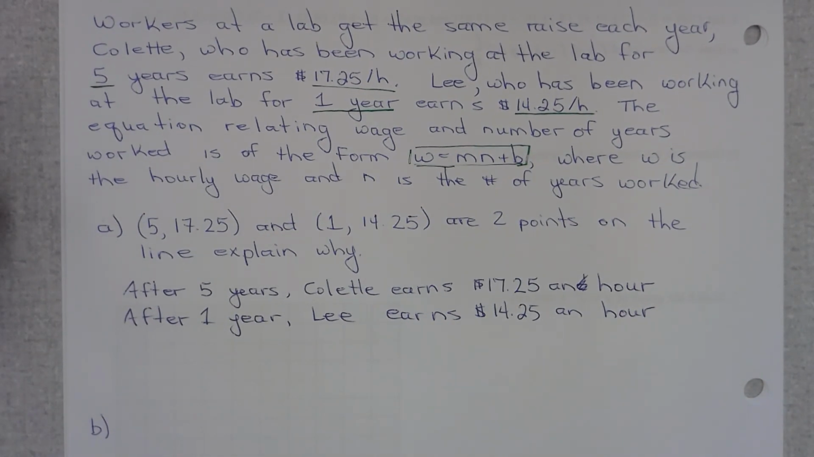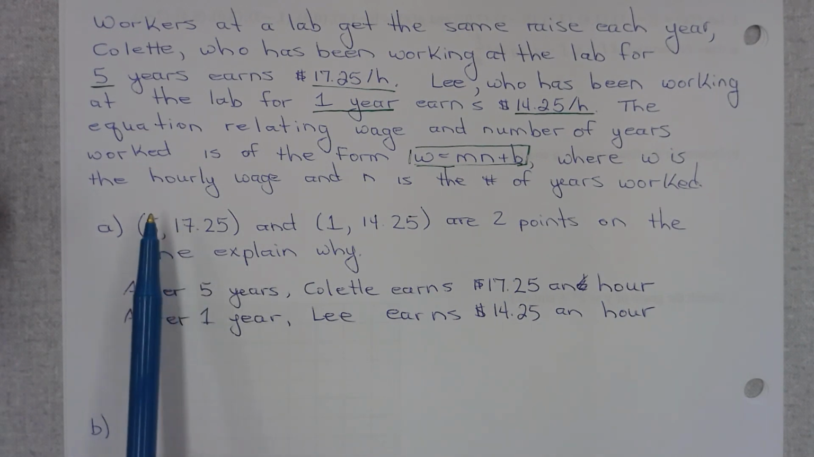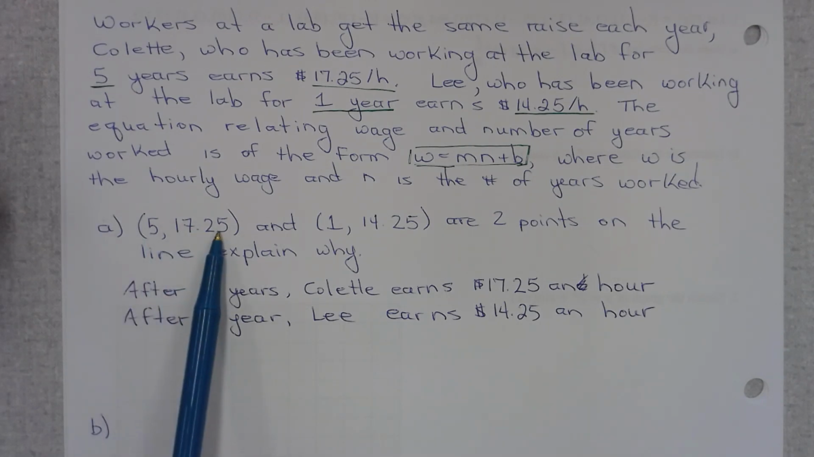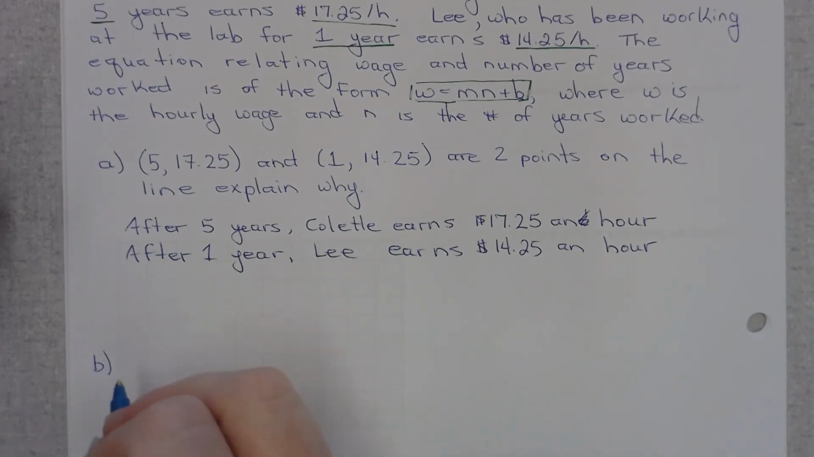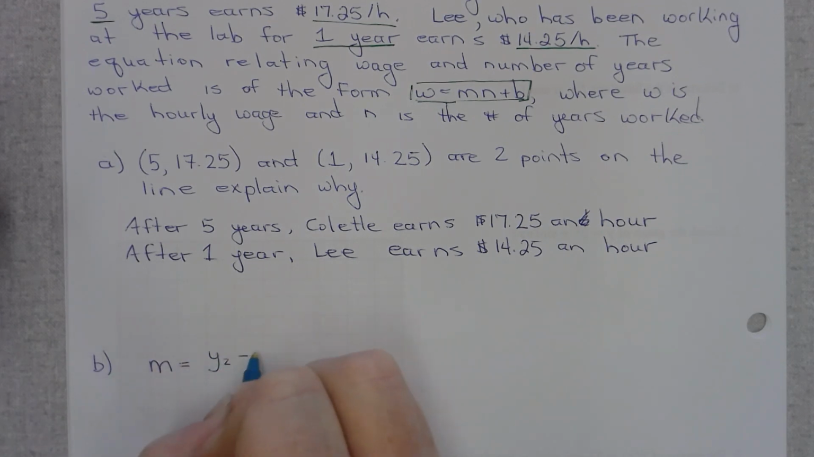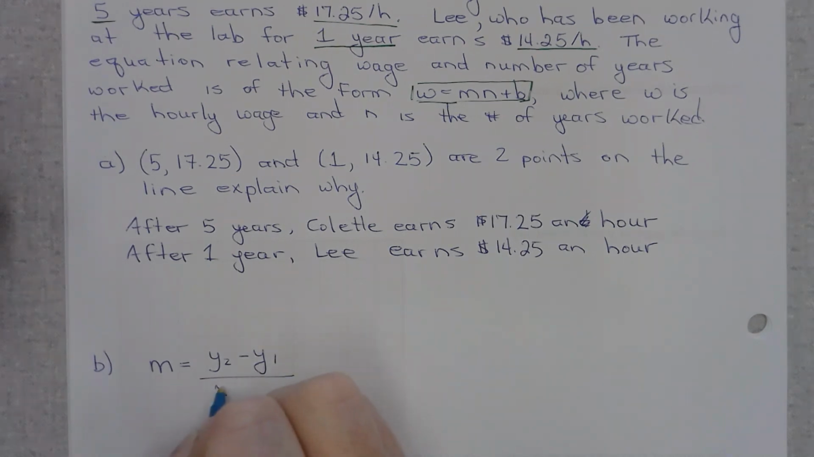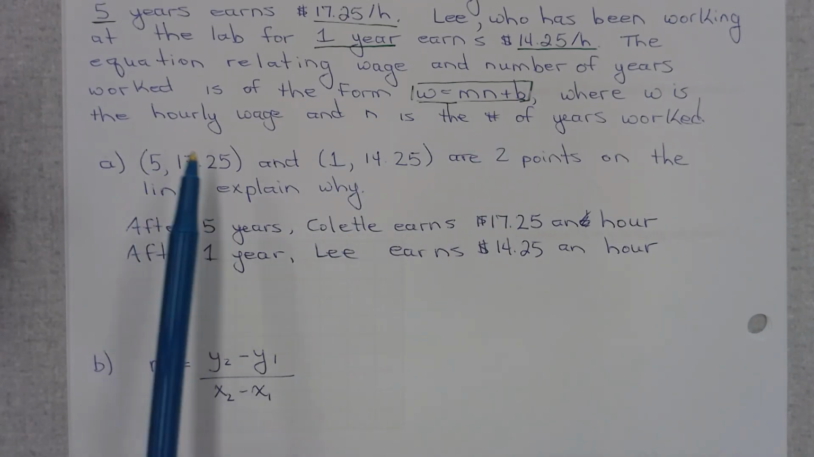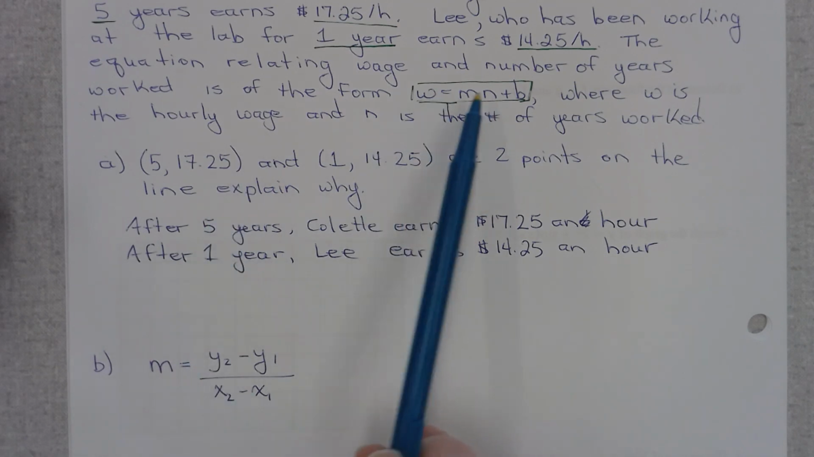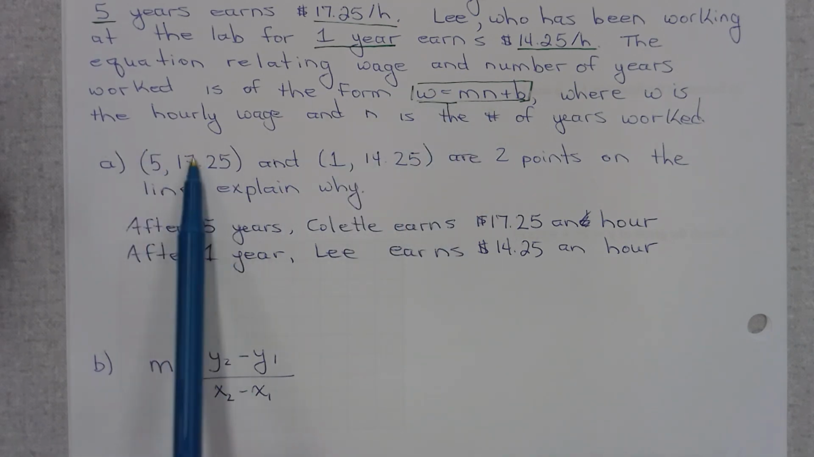So the slope is fairly straightforward. We have 2 points, right? We have our number of years and our wage, and our number of years and our wage. So we can use the slope formula to calculate the slope. Slope is equal to the difference in the y's over the difference in the x's. Even though we're representing this by n and this by w, in any coordinate pair, no matter what letters you're using, the first is the x and the second is the y.